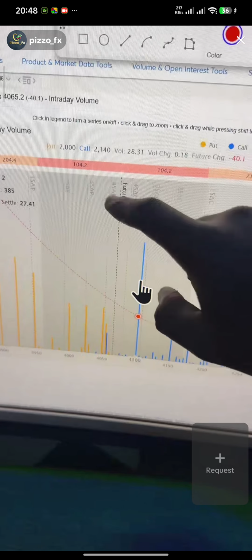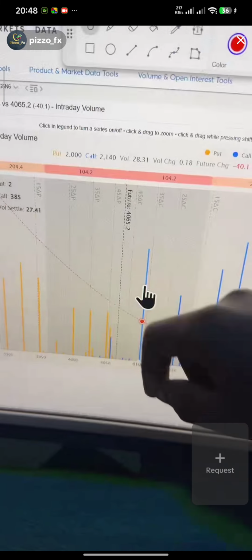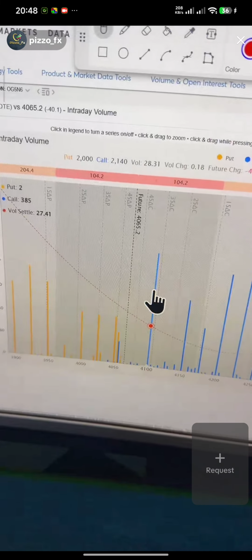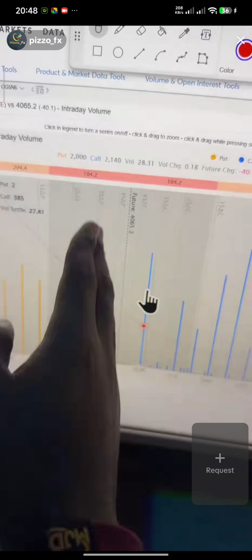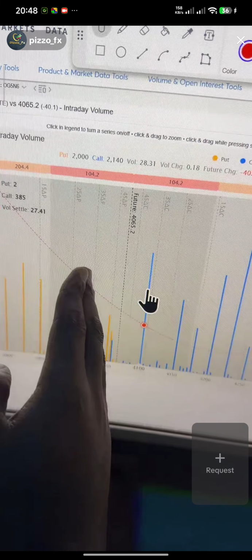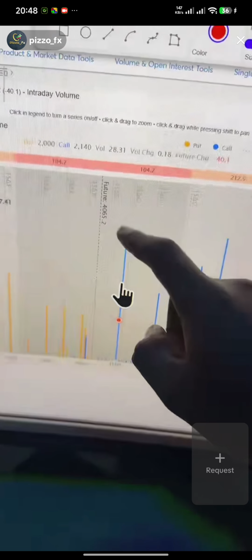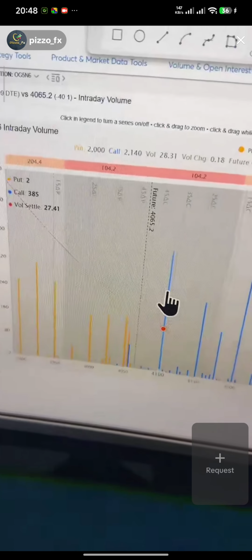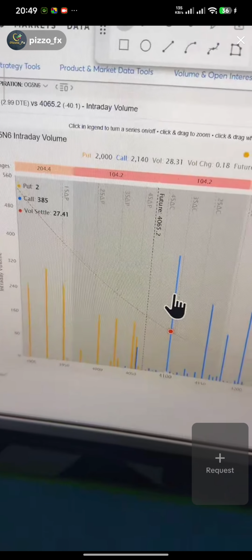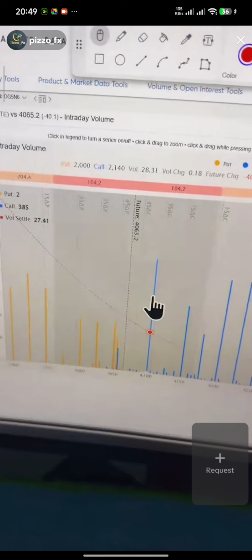So we said the current futures spot is the futures spot reference. So everything is measured from this line here. This line is very important. So if you open yours and you don't see this line, then you are still missing it.